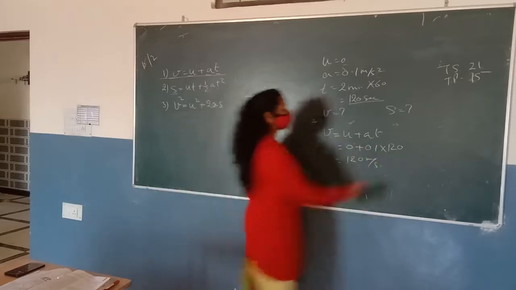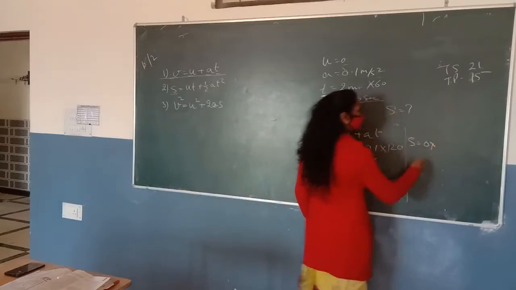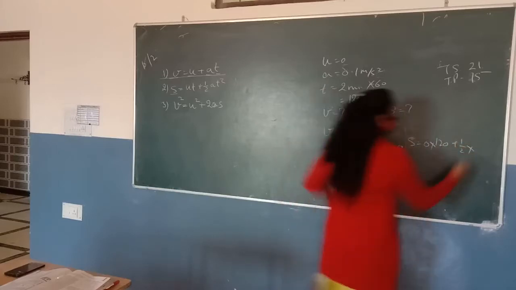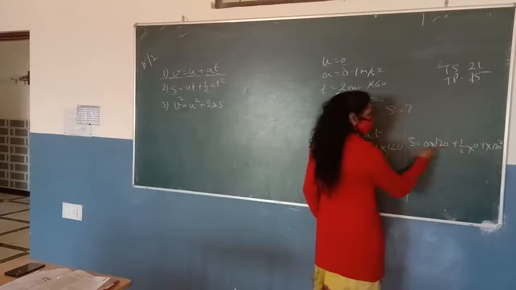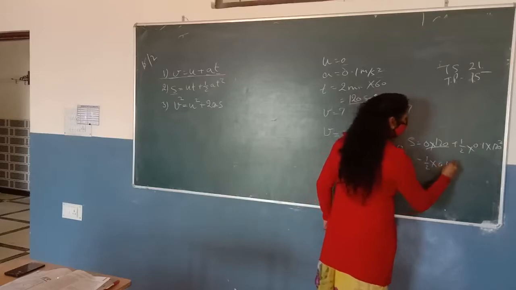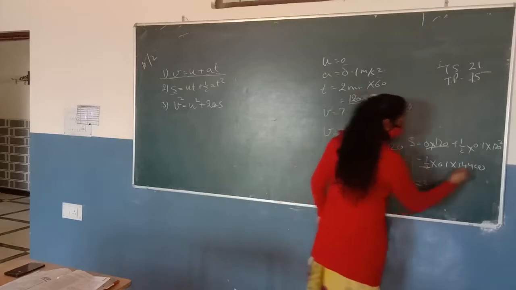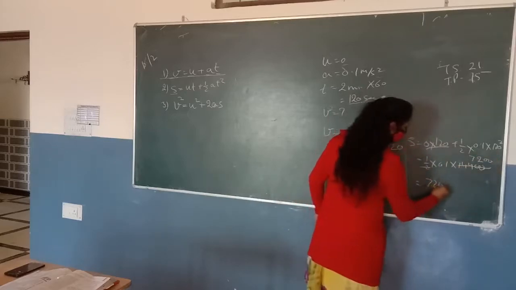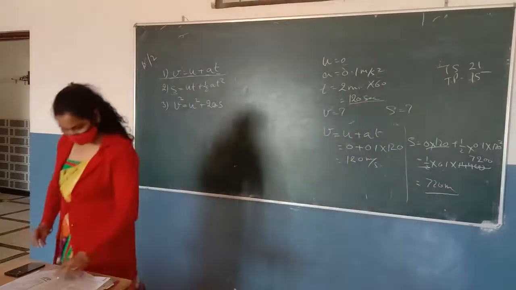And for finding the distance covered, we use the second equation of motion: s is equal to ut plus half at square. u is 0 and time is 120, plus half into acceleration, which is 0.1, into time square, that is 120 square. So it is 0 plus 1 upon 2 into 0.1 multiplied by 14400, which is 720. So this is the distance covered.